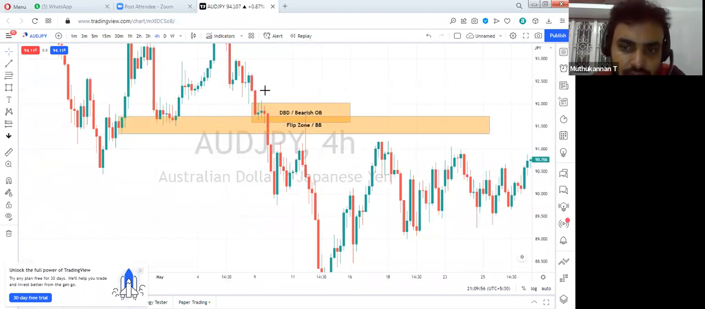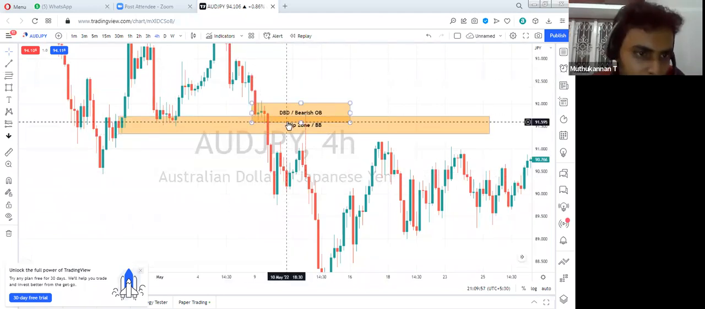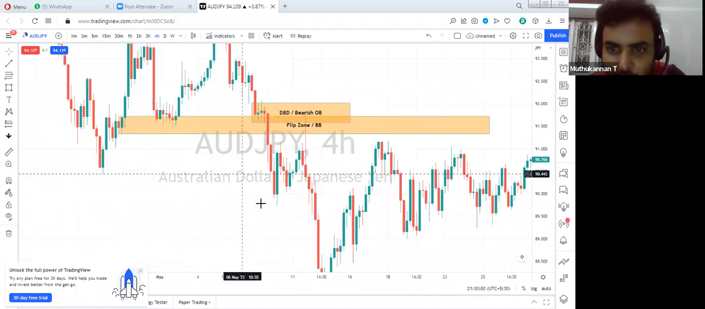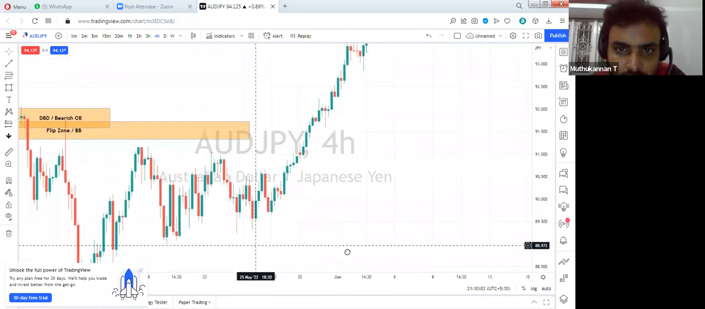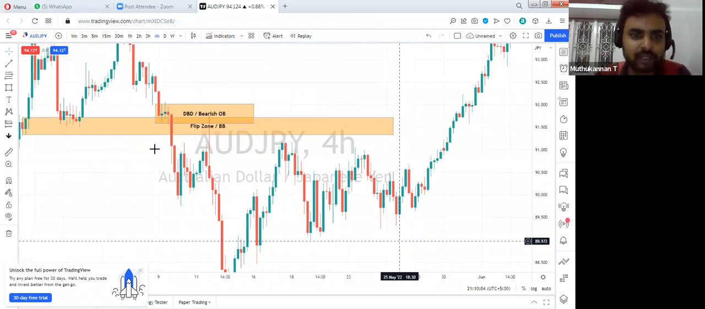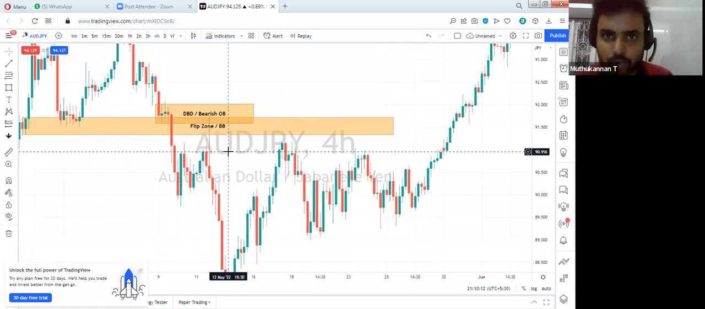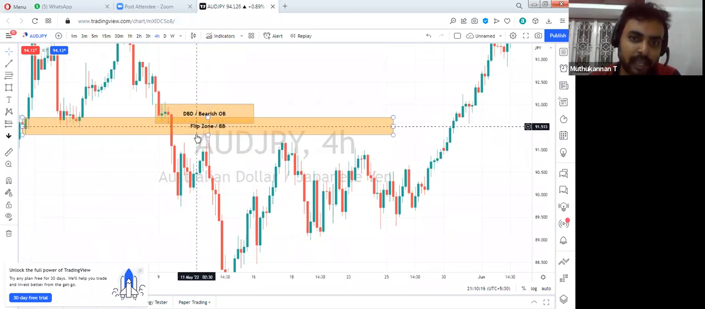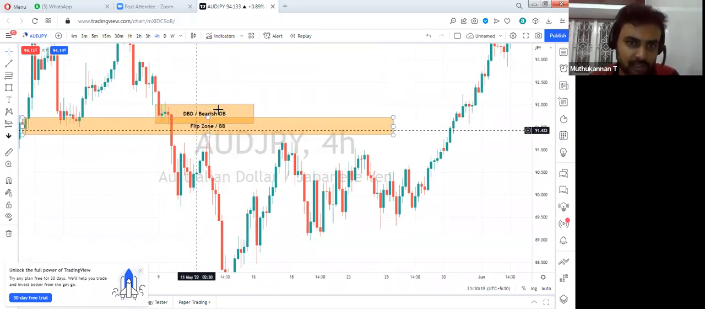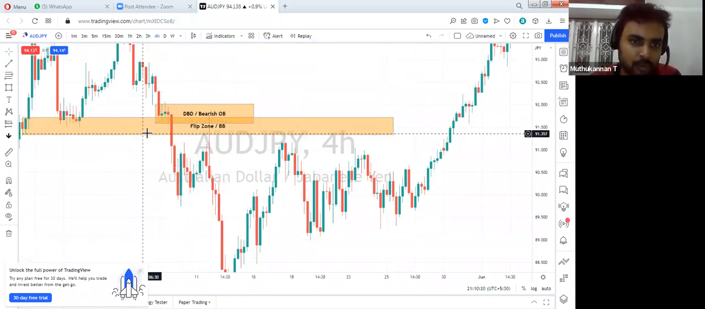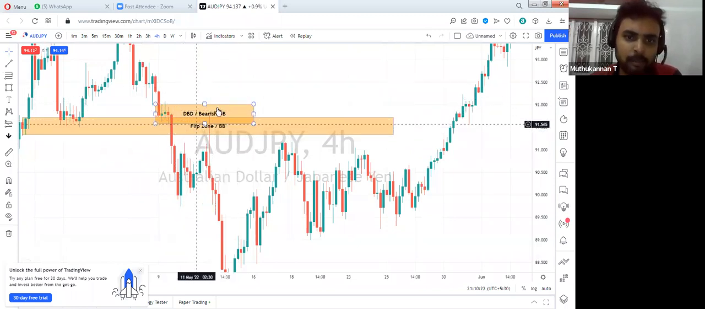Clear, guys? Everyone clear with this? Don't worry if you are confused, because as I told you guys, these zones and all are for understanding purposes only. We will be taking trades based on the advanced price action methods. Should I take the flip zone entry? Should I take the DBD entry? I'm confused. Don't ever get that.